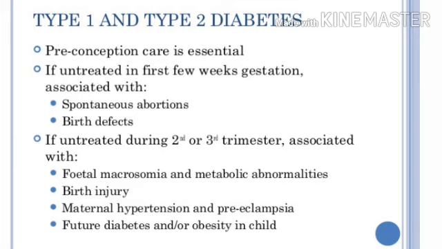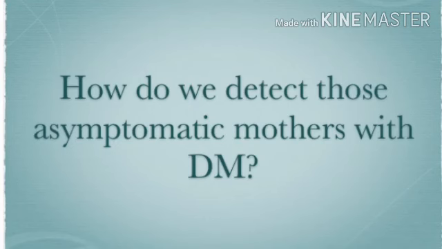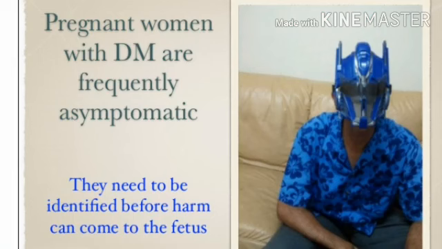If untreated during second and third trimester, it is associated with fetal macrosomia and metabolic abnormalities, birth injury, maternal hypertension and preeclampsia. There is increased chance of future diabetes mellitus or obesity in child. It is a challenge to detect the asymptomatic mothers with diabetes mellitus. Many of the pregnant women with diabetes mellitus are frequently asymptomatic. So, they need to be identified before harm can come to the fetus. It is better to test routinely for all pregnant ladies for diabetes mellitus.